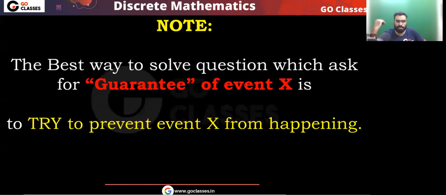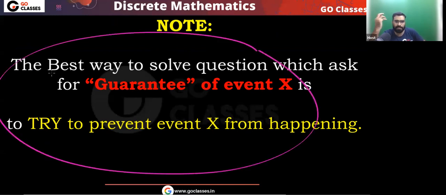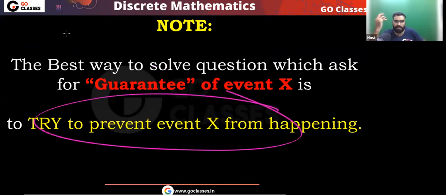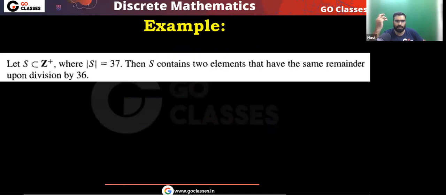In the pigeonhole principle, again, I'm telling you, this is a guideline. If some question is asking for a guarantee of event X, then what you can do? You can try to prevent event X. Okay, simple. So let's see this question. Tell me the answer here.